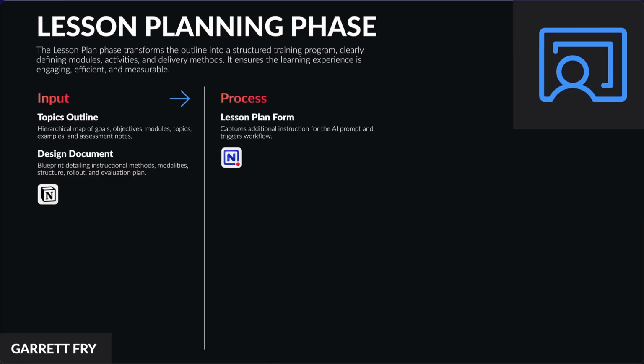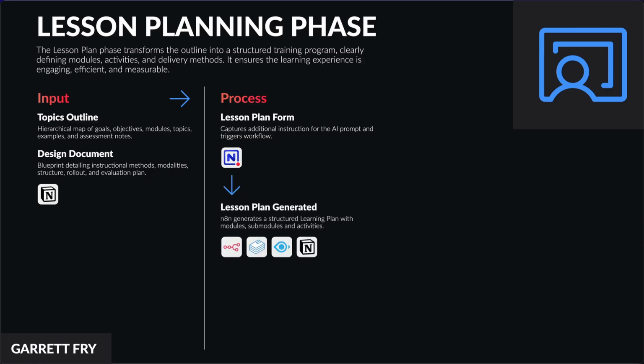Next, we have a short form that will allow us to provide additional information to the AI prompt and trigger the workflow. Then N8N is going to orchestrate the construction of a lesson plan by taking the topics of your outline and merging them with the instructional methods and modalities in your design document, using the predefined database of organizationally defined training terms. All of this is output inside of Notion, where you're going to be able to review, organize, and modify your lesson plan before sending that out to stakeholder approval.